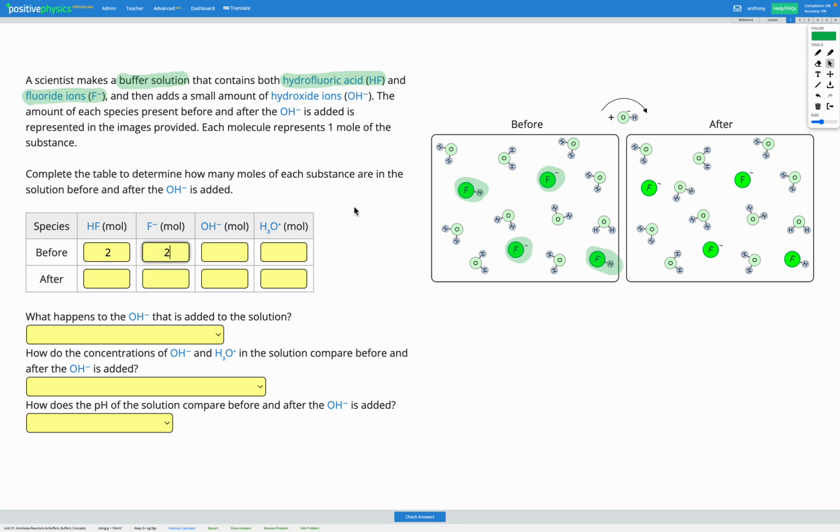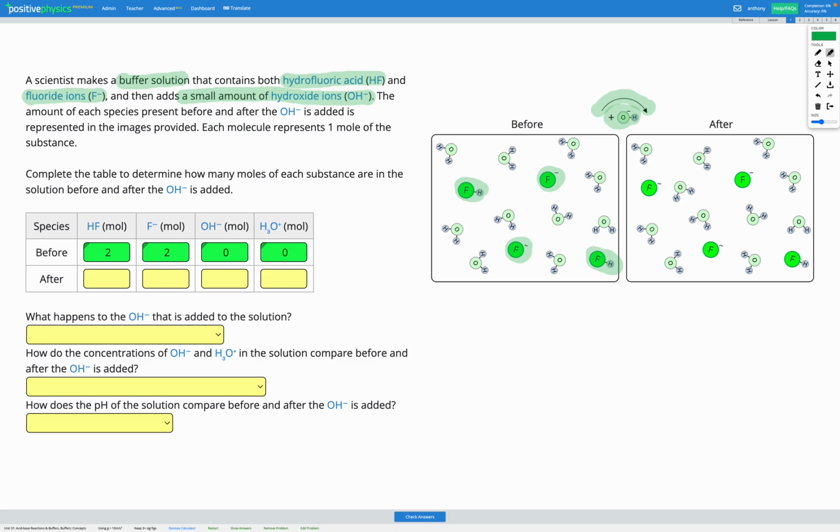To start with, we don't have any OH- and we don't have any H3O+. We just have water, HF, and F- shown on our diagram. Then we're told a small amount of hydroxide ions, OH- are added. And the image is showing we're adding 1 hydroxide ion in our representation here. Well, now we need to figure out what's happening after this has been added.